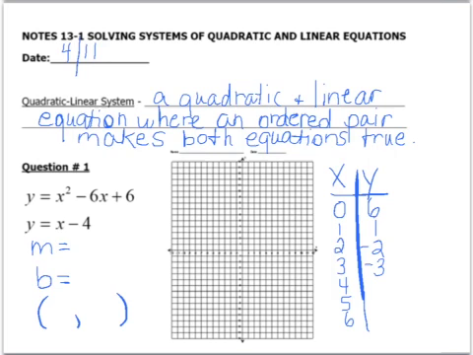And this is my vertex right here because now it's going to take a turn. And 4 squared minus 6 times 4 plus 6 will give me -2. 5 squared minus 6 times 5 plus 6 will give me +1. And 6 squared minus 6 times 6 plus 6 will give me +6. And if I go ahead and plot these points, you'll see a nice U-shaped parabola.